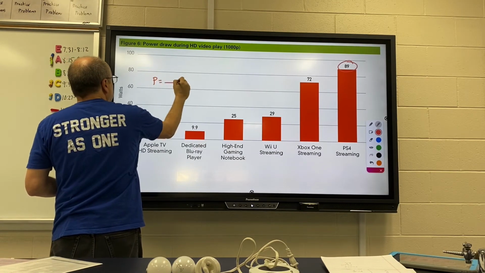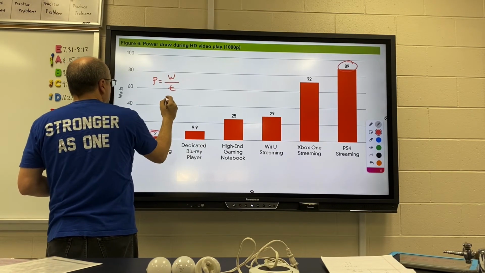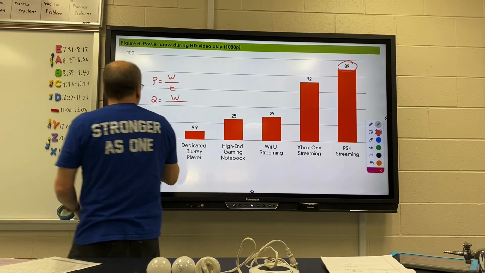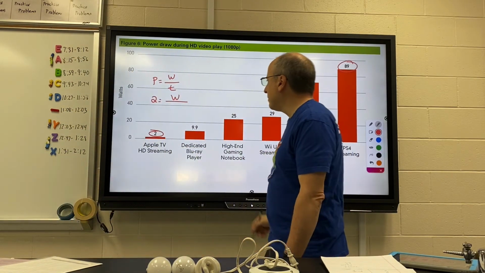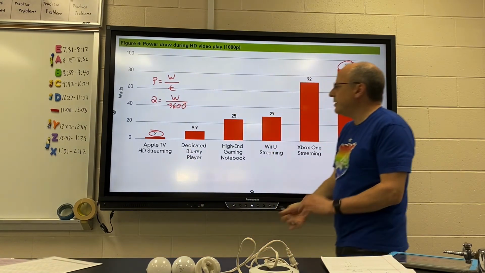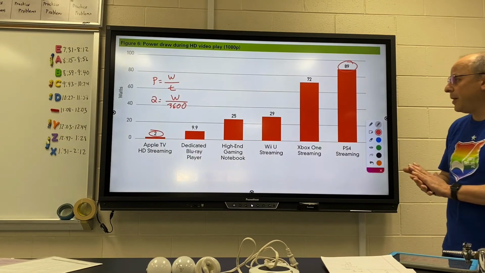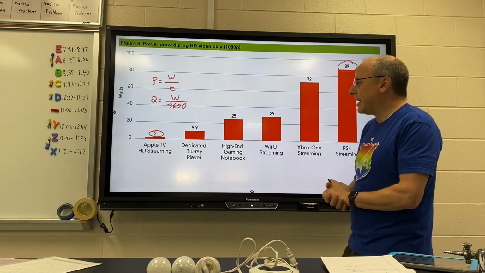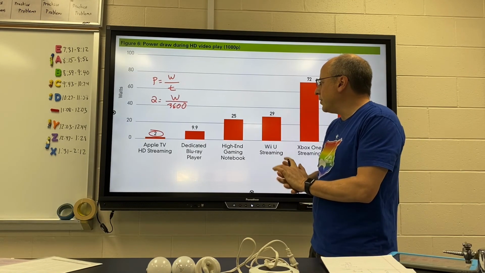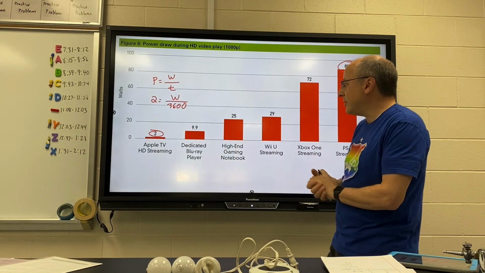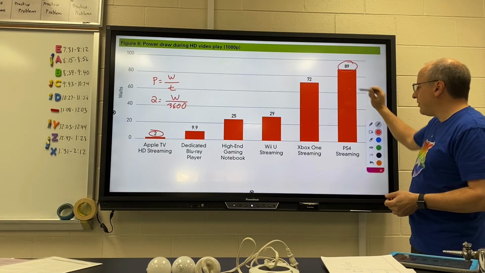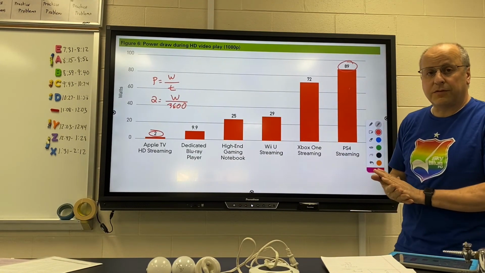So again, if you wanted to figure out how much it would cost you to stream movies, you'd use your power equals work over time. And then if you were doing it for a whole hour, you put in 3,600, get your answer, multiply by how many hours per day you're actually streaming the video for, and then convert the joules into kilowatt hours and then into cents. And you'll notice that the PS4 is going to be a lot more expensive to run than your Apple TV.